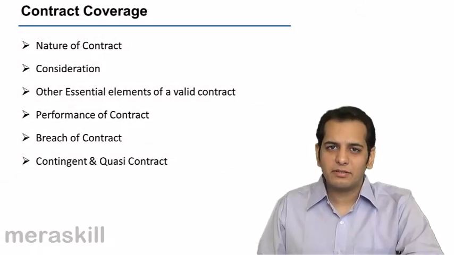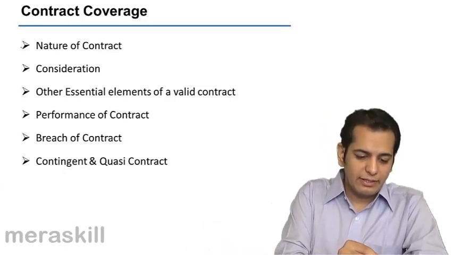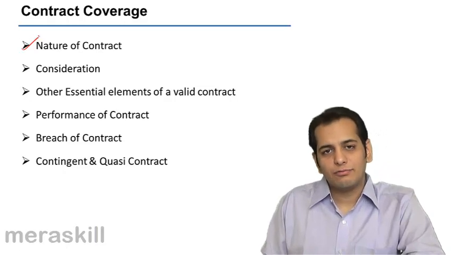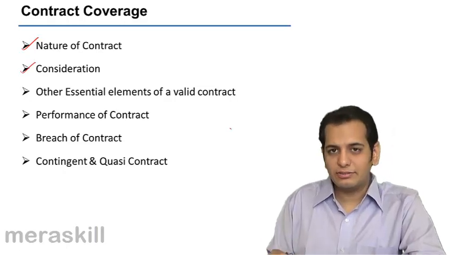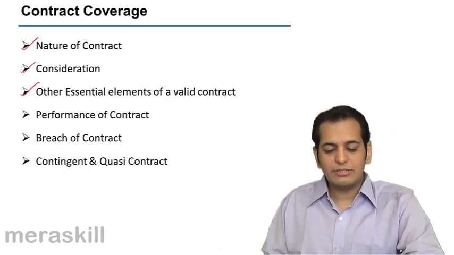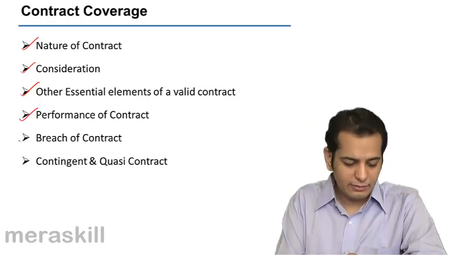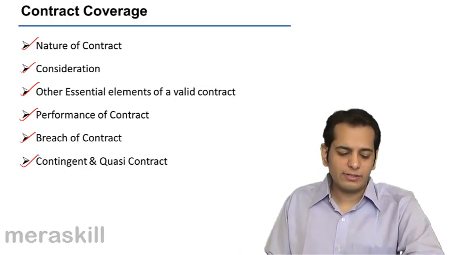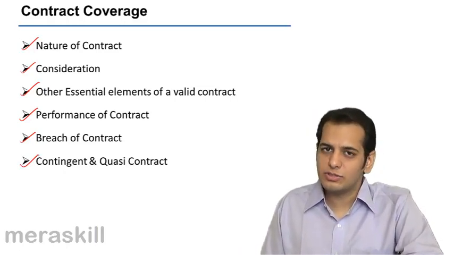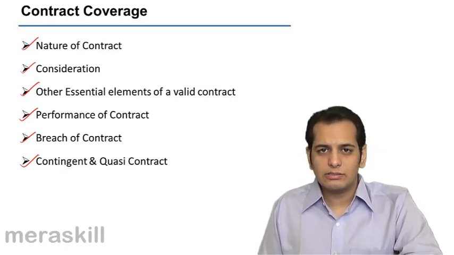Welcome back to this next segment on the Indian Contract Act 1872. Now, we've already done the nature of contract in our first segment. What remains to be done is consideration, essentials of a valid contract, performance of a contract, breach of a contract, and finally, two special types of contracts, contingent contract and quasi contract. So let's get started with consideration.